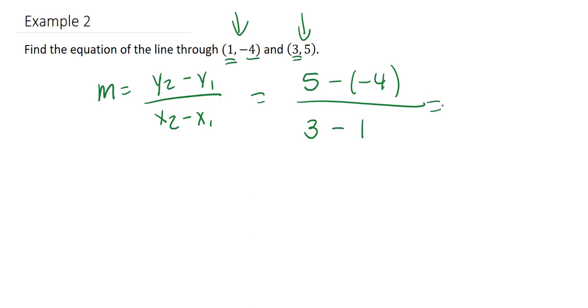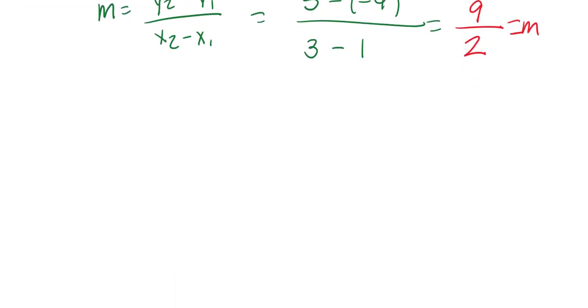So let's go ahead and solve for that. 5 minus -4, well, that's actually adding, right? This crosses into making it a plus sign. So we have 5 plus 4, so that's a 9. 3 minus 1 is then 2. So our slope is 9/2. Then we need to solve for our b-intercept.